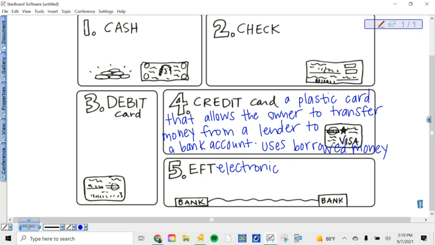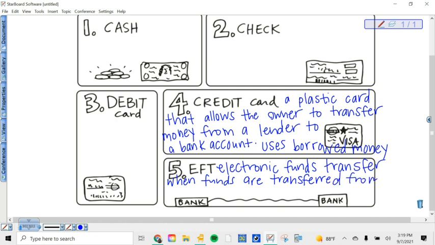Electronic funds transfer. And this is when funds are transferred from one bank account to another electronically.